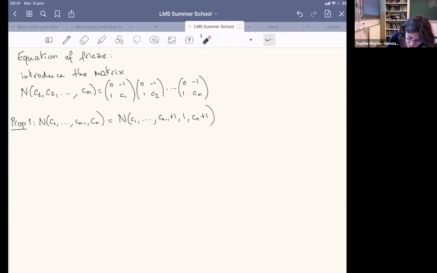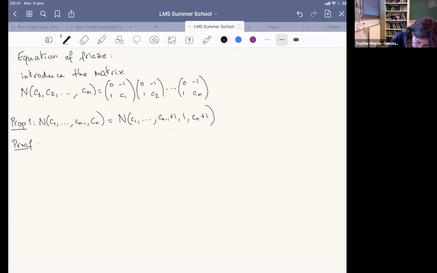Okay. So here in this matrix, I have a product of n matrices. Here in this matrix, I have a product of n+1 matrices, but the result is the same. And this is very simple to prove because it's just some local property, because up to here, everything is the same. So I just need to check the product on the end. So the proof is just a local computation.